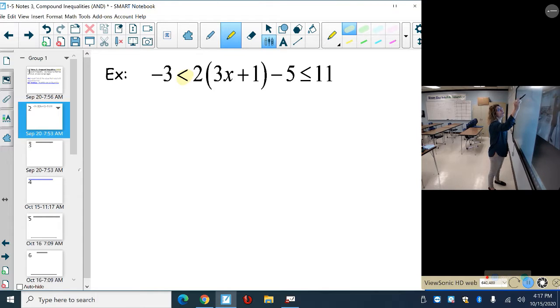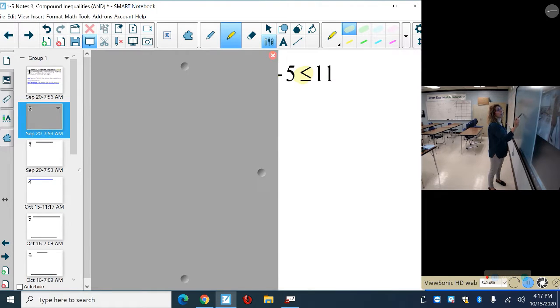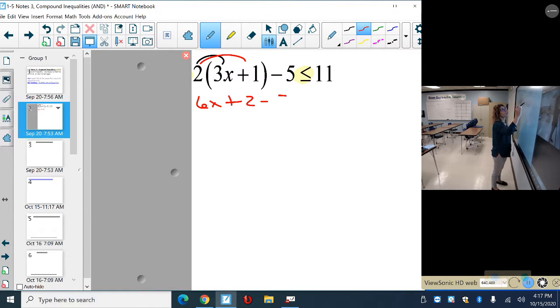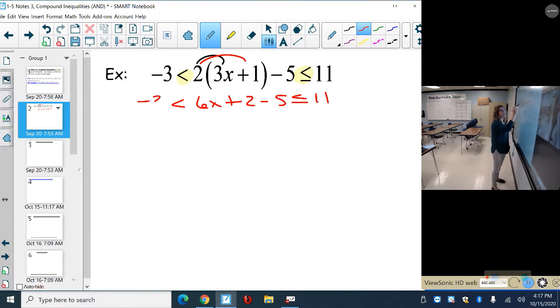Why? Because there are two inequality statements, and there's x in the middle. And what you are going to do is you're going to work this, what you do from one side, you're going to do to the other. So, I'm going to show you what if I were to just have this problem right here. Instinctively, you would want to go ahead and distribute this. So you'd make that a 6x plus a 2 minus a 5 is less than or equal to 11. Well, all you're doing is you're just going to bring the other side down with you.